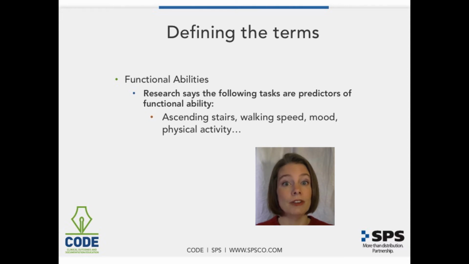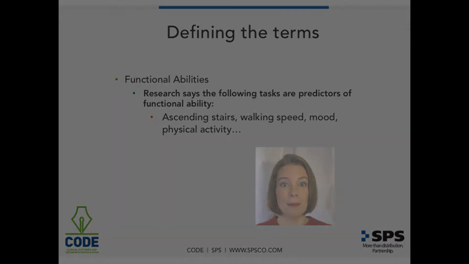Predictions of future functional ability are actually pretty accurate when we look at mood of the patient and ascending stairs. Can they ascend stairs? Along with physical activity, how much physical activity do they engage in? And walking speed, how fast are they able to go? So in looking at those, we can actually predict whether the person is going to have a good outcome or be at a certain functional level down the road, even right at the beginning of their rehab.